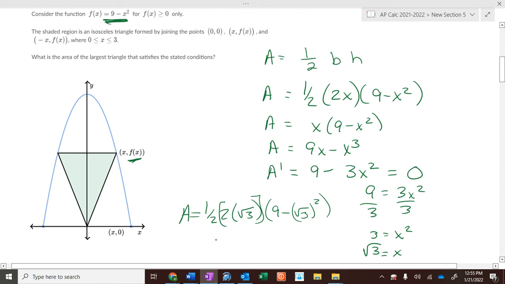So half of 2, we just get square root of 3. Square root of 3 squared is 3. 9 minus 3 is 6. So it's 6 square root of 3 is the maximum possible area of that triangle. That's optimization.